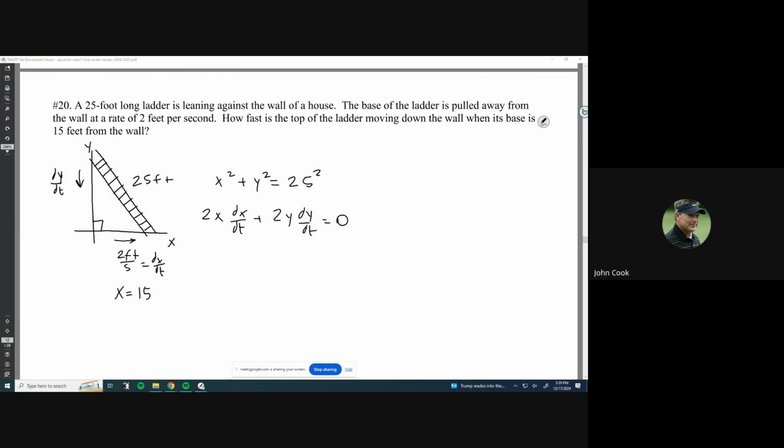Now we can start plugging some stuff in. We know the x value is 15, so that becomes 2 times 15, and we know dx/dt is 2 feet per second. We can find the corresponding y value: if this side is 15, the hypotenuse is 25, and this side is y, then by the Pythagorean theorem y squared plus 15 squared equals 25 squared. With a calculator, you get 20, so y is 20. And then we're looking for dy/dt, the last thing we have to solve for.